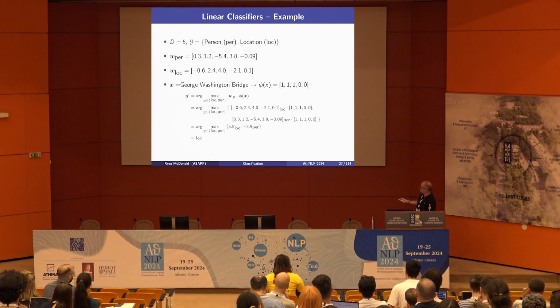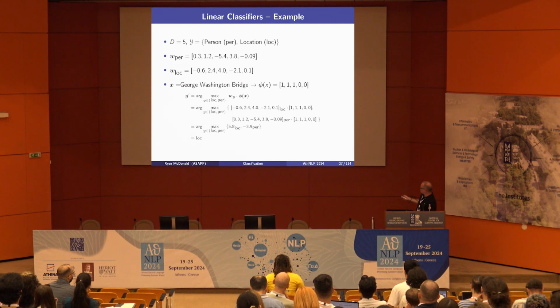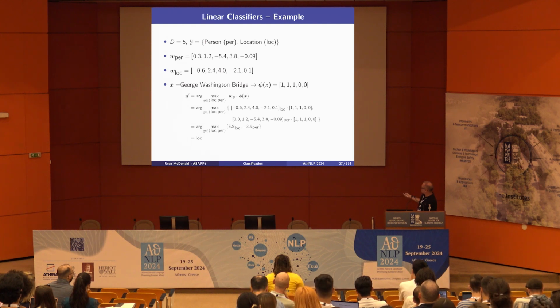And then basically I say Y prime is the argmax, over these 2 labels, location and person, of the dot product. Just blowing that out here, it's going to be the argmax between this set, which is the dot product of the location weight vector times the feature representation, and the person weight vector times the feature representation. So this is two numbers here. This is a set with a comma here.